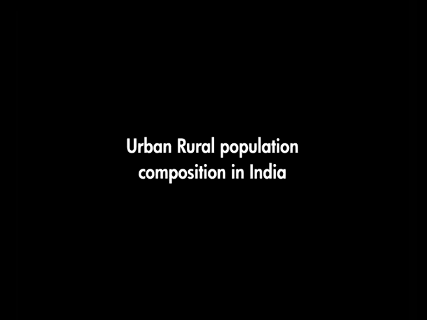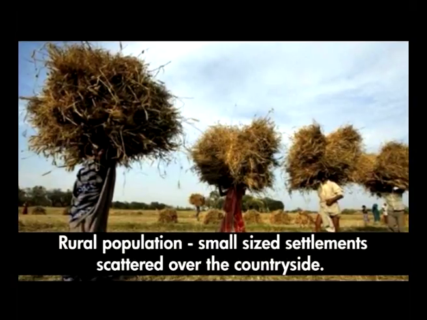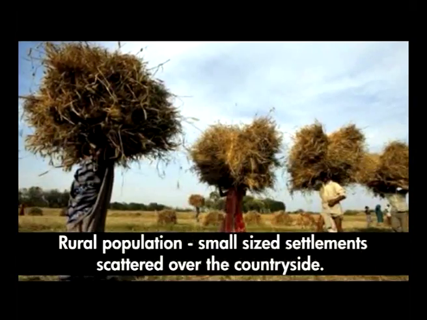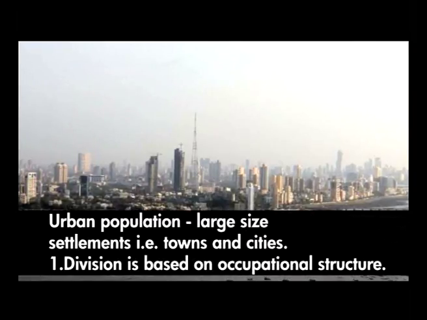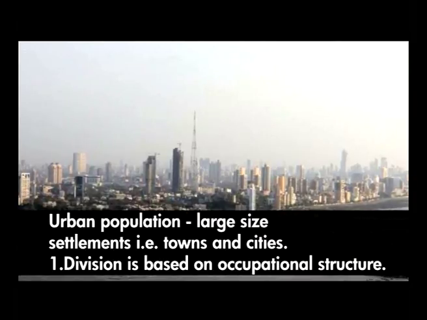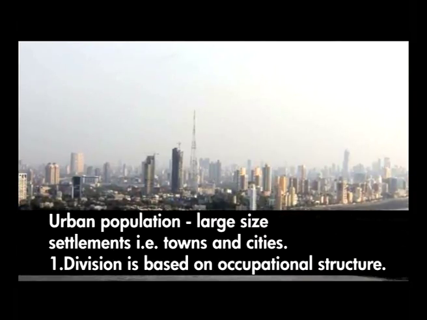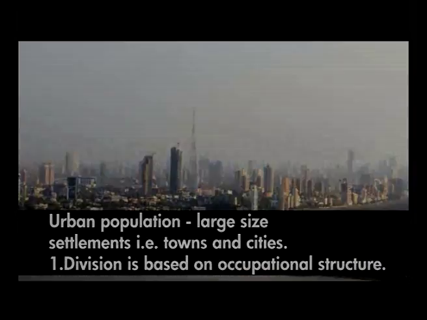Urban-rural population composition in India. The rural population consists of small-sized settlements scattered over the countryside. Urban population is one that lives in large-sized settlements, that is, towns and cities. However, more importantly, this division is based on occupational structure in India.